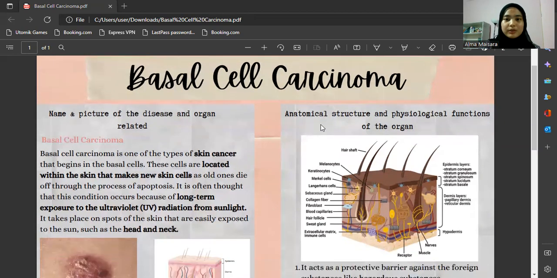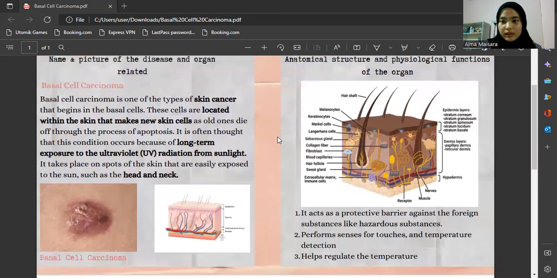So this is the anatomical structure and physiological functions of the organ. As you can see here, these are the epidermis layers: stratum corneum, stratum granulosum, stratum spinosum, lucidum, and basal. These are the dermis layers: hypodermis, nerves, muscle receptor, extracellular matrix, immune cells with gland, hair follicle, blood capillaries, fibroblasts, collagen fibers, sebaceous gland, Langerhans cell, Merkel cells, keratinocytes, melanocytes, and hair shaft.